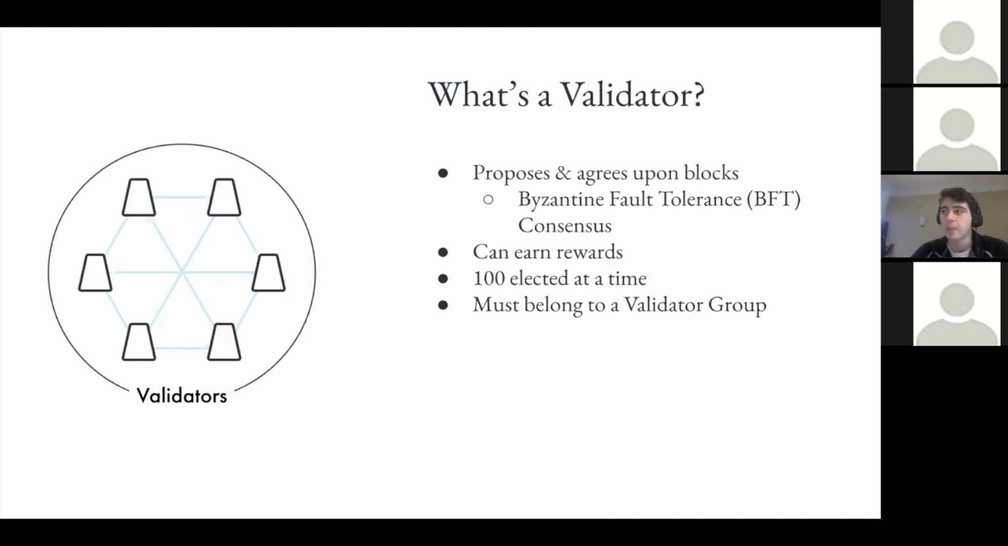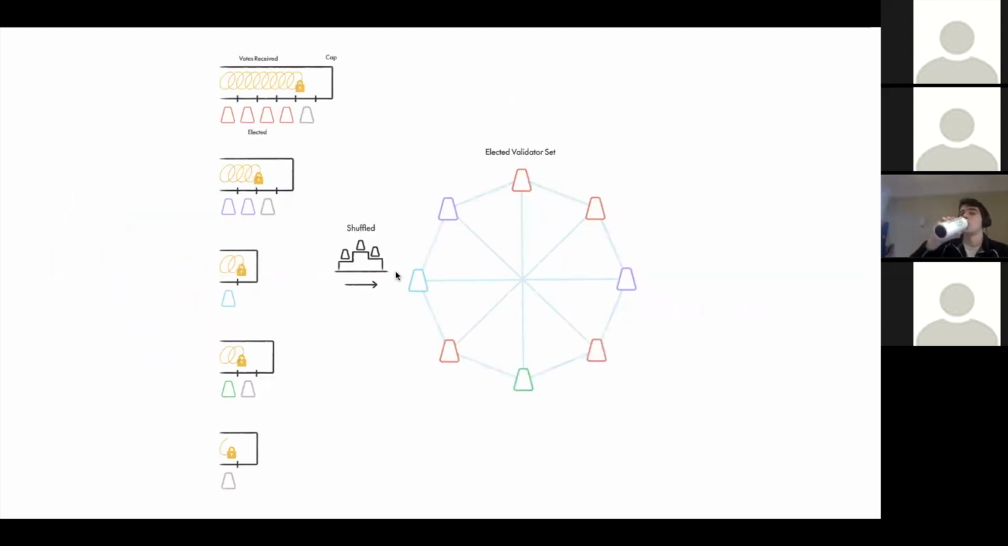And there is a notion of the current validator set. So you can be elected into one of those 100 validators that are participating in consensus. And in order to do that, you need to belong to a validator group. So today we'll be setting up a validator in a validator group. And the incentive for running a validator is, of course, that you can earn rewards. Here is a quick little diagram showing that people can vote for certain validator groups, and then you get elected into the current validator set.